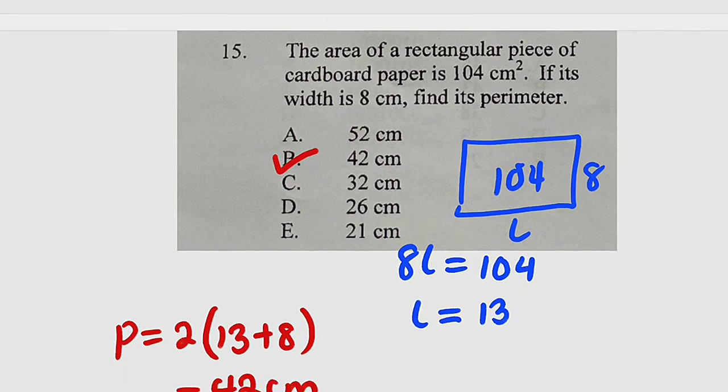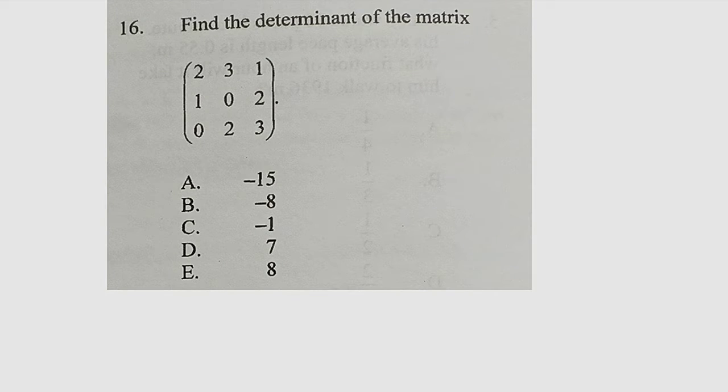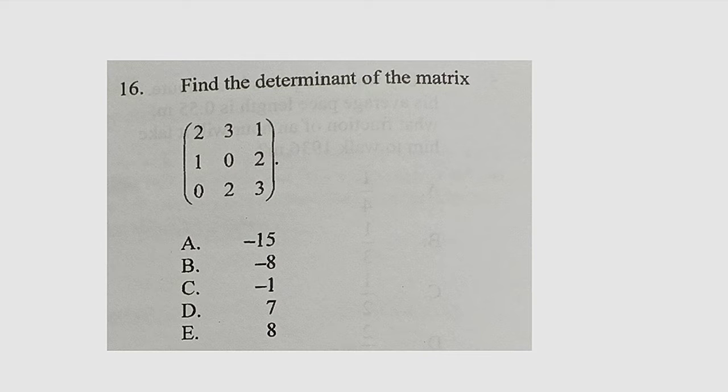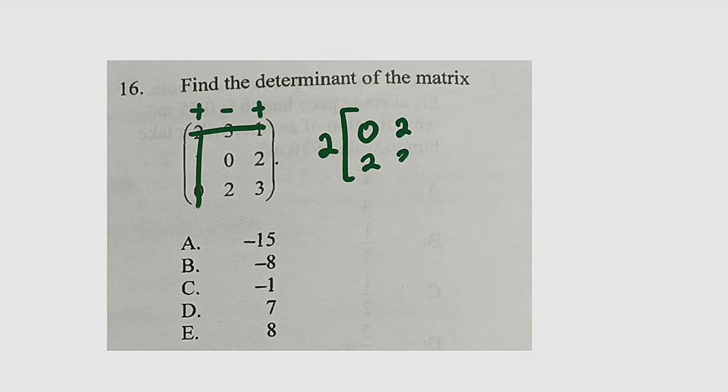Let us move on to question number 16. Here is question number 16. We are asked to find the determinant of this matrix. Before you start, you should assign signs. The first term here should be positive, the second one should be negative, and the last one should be positive. So you take plus 2, then you form another matrix by deleting this row and this column, which is going to give us 0, 2, 2, 3, right? You repeat the same process.